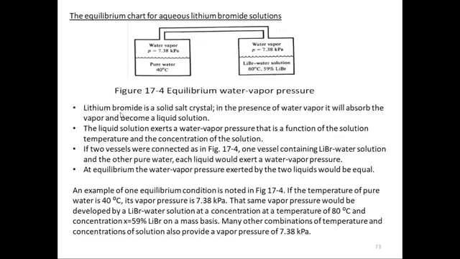Lithium bromide is a solid salt crystal. In the presence of water vapor, it will absorb the vapor and become a liquid solution. This is what we mean when we say lithium bromide has an affinity for water: it will try to absorb water. The liquid solution exerts a water vapor pressure that is a function of the solution temperature and the concentration of the solution. Because those two tanks are connected with each other, at a certain point they must have the same pressure in both of them.